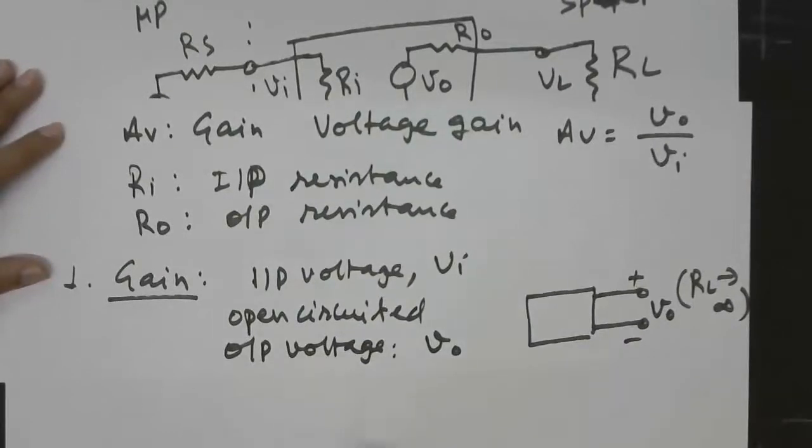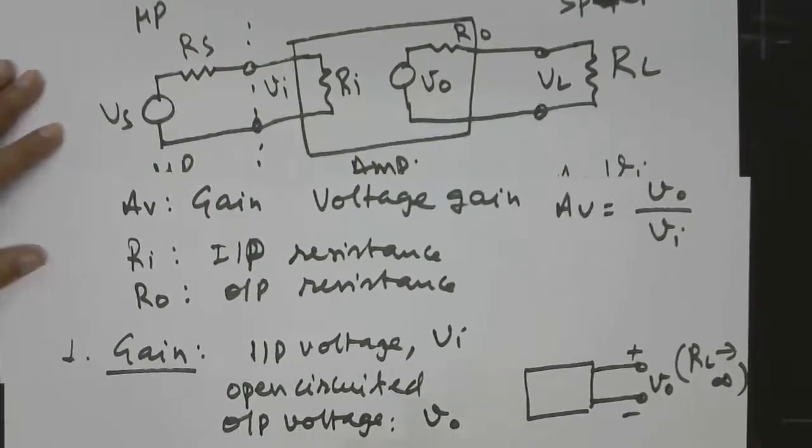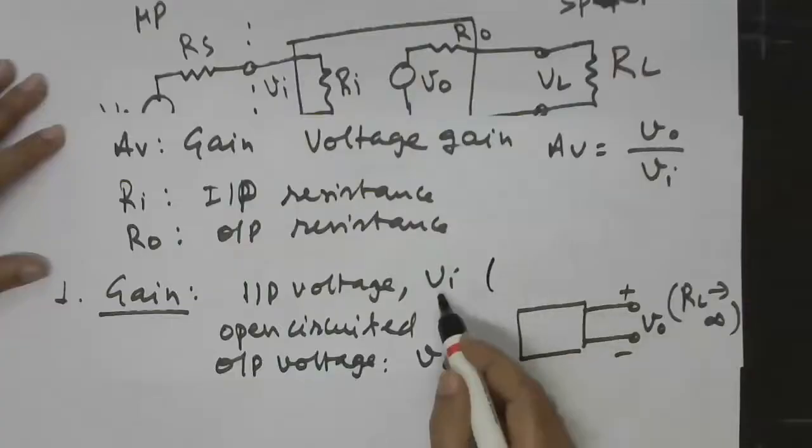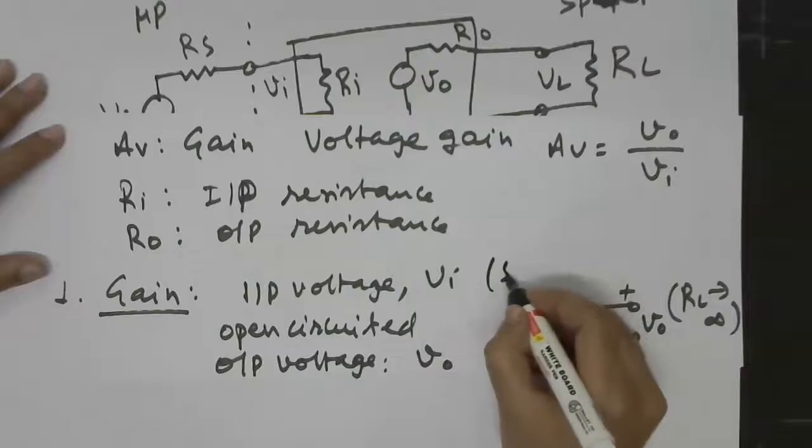So for the calculation purpose, what we will do, we will assume that input is sinusoidal. And so if the input is sinusoidal, we just need to find out the amplitude of the output.